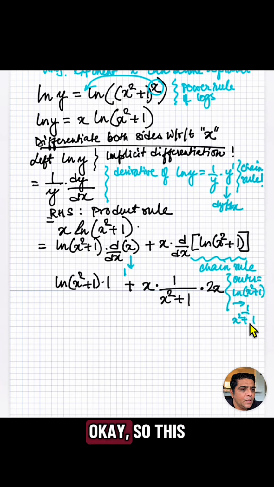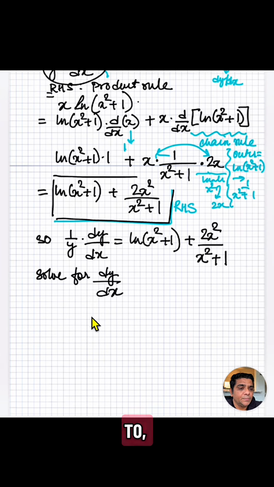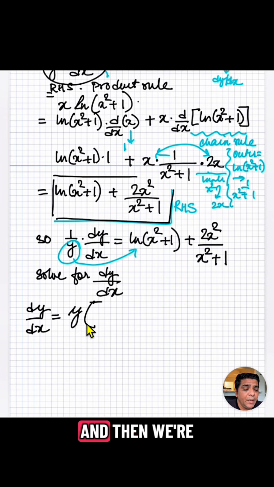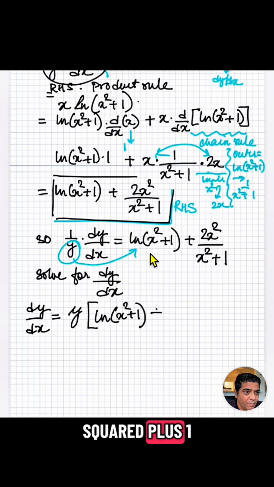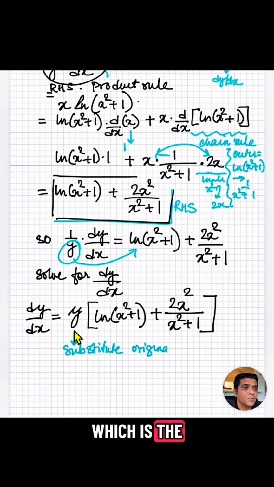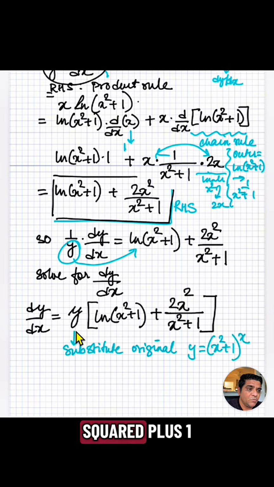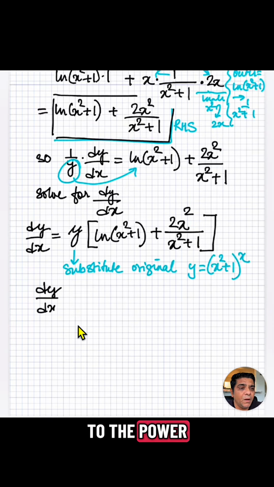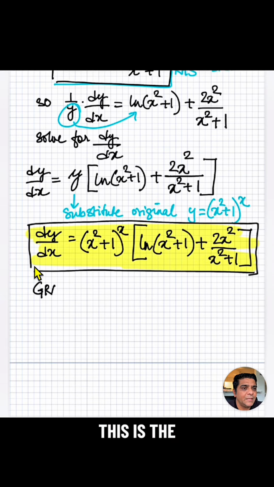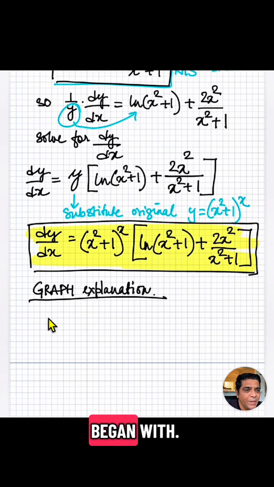On the left, we have 1 over y times dy/dx. So now what we're going to do is solve for dy/dx, to get y prime. So y can be brought over to the other side and cross multiplied, and then we're going to write the rest of it: ln(x squared plus 1) plus 2x squared divided by (x squared plus 1). Now let's go ahead and substitute the y, which is the original function, y equals (x squared plus 1) to the power of x. So when we substitute that, we have (x squared plus 1) to the power of x and everything inside right here that we just spoke of. So this is our final dy/dx. This is the derivative of that function that we began with.